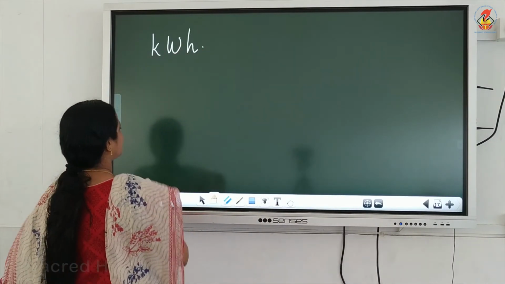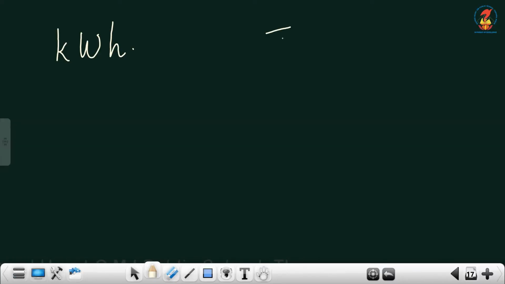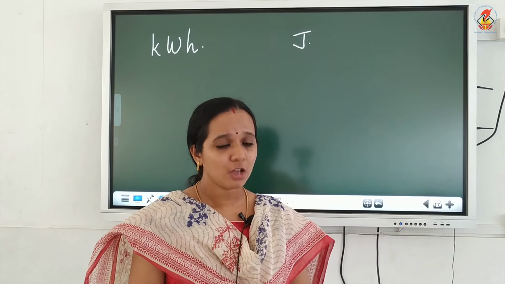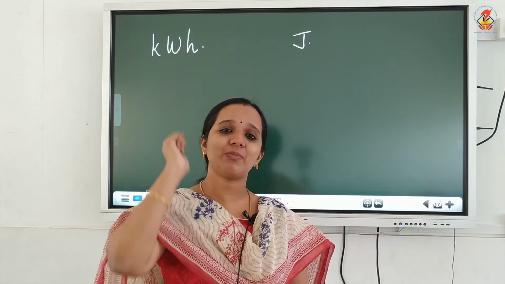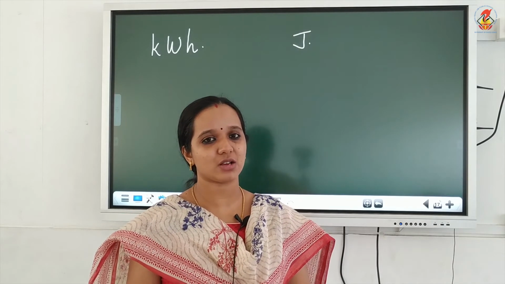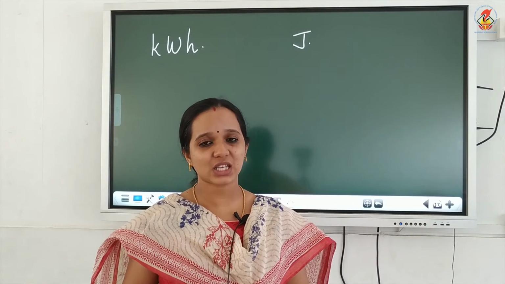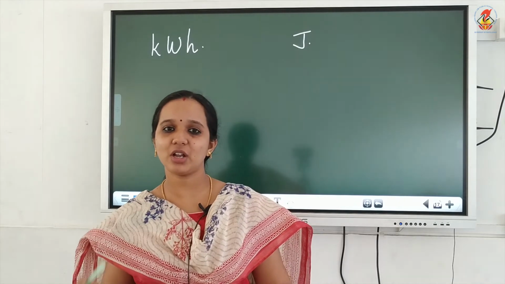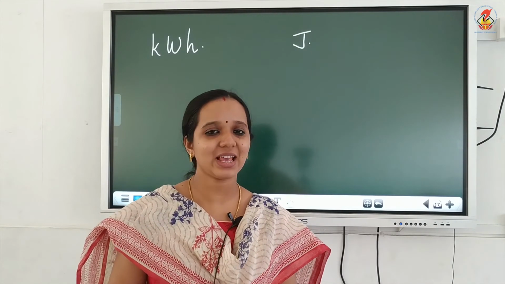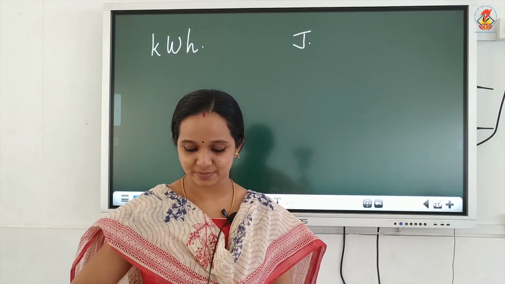Commercial unit of energy is kilowatt hour and the SI unit of energy is joules. SI unit of energy is joules. It is a smaller unit. For larger purposes, we make use of commercial unit of energy called kilowatt hour. Now let us see how this commercial unit of energy and the SI unit are related.